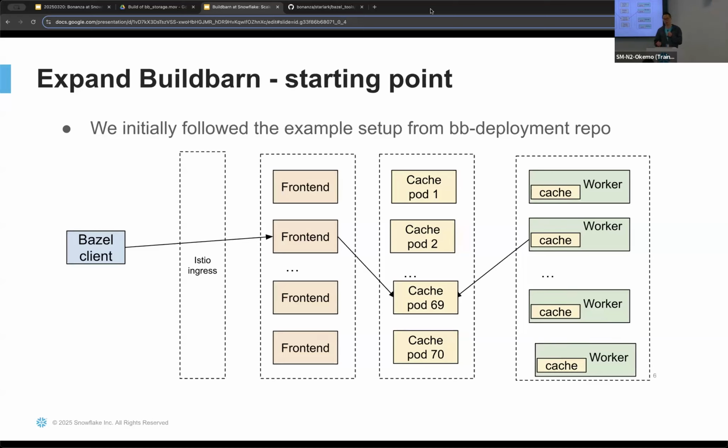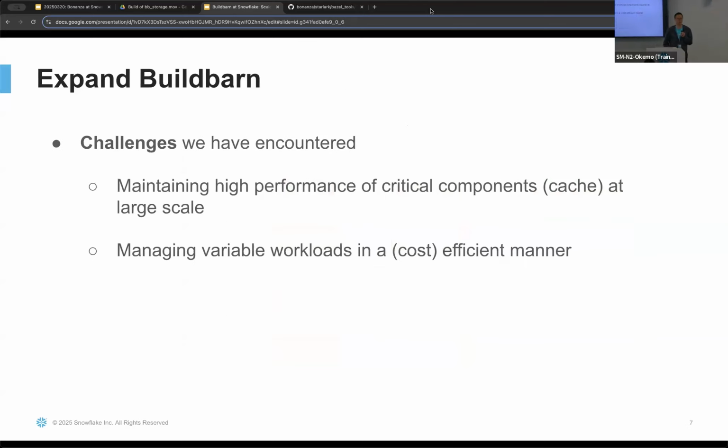But at some point, with the growth of the workload, we saw the challenges. And specifically, we saw 2 major challenges. First challenge is maintaining the high performance of critical components, especially cache at large scale. And the second challenge we saw is managing variable workloads in the cost-efficient manner.